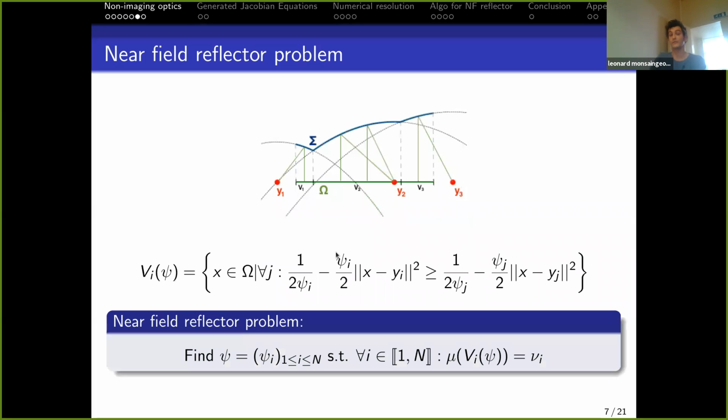And my visibility cells now are quite the same. They still form a partition of my light source omega, except that here they have this form, which obviously is not linear in psi. So again, the near field reflector problem here is to compute my variable psi so that each cell has the correct measure. But this is not linear in psi, so we cannot write it as optimal transport, which is why we brought in the framework of generated Jacobian equations, which is just a little bit more complicated, but has globally the same form.